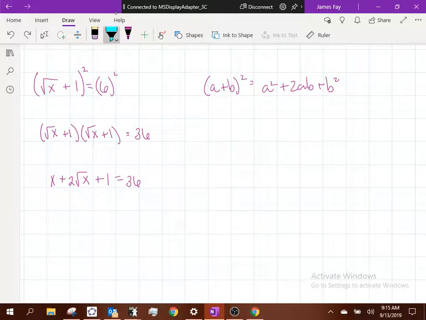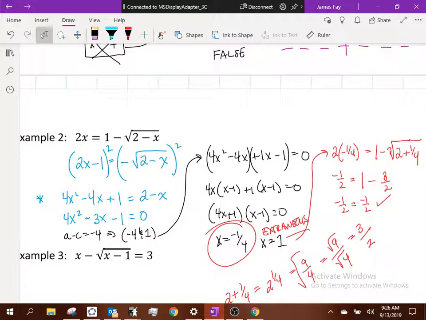Yes? How come in the beginning you had 2 minus x, but then up there you had 2 plus, when I go 2 plus 1/4? Yeah. Because 1/4 was negative, so it's 2 minus negative 1/4. Oh.